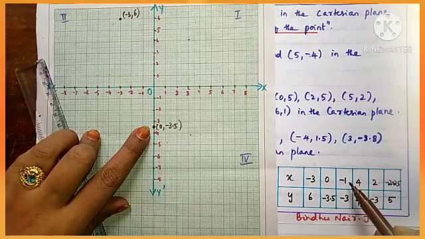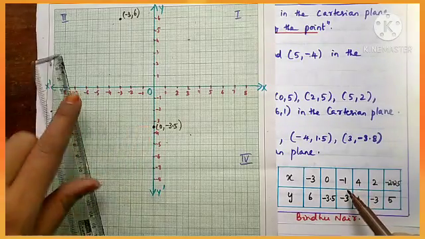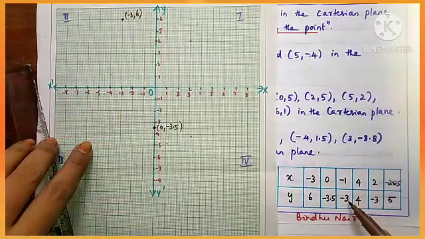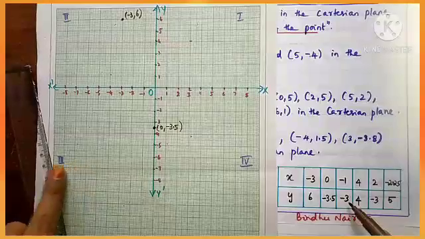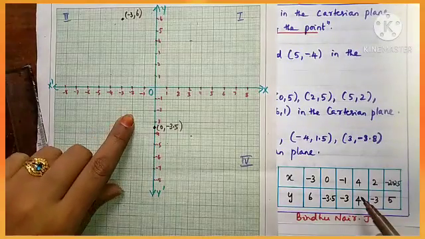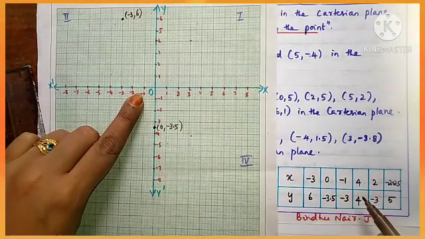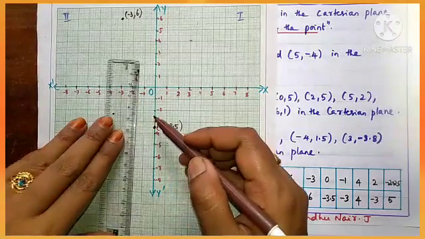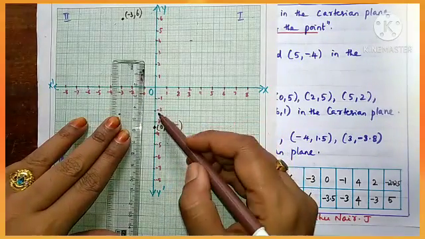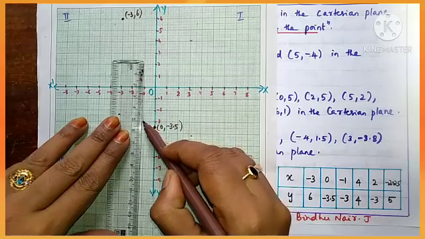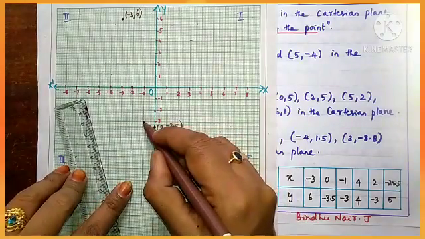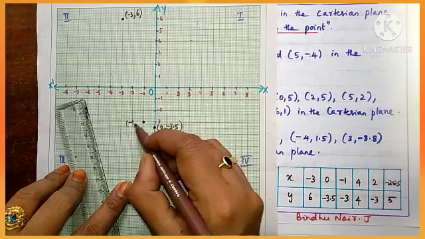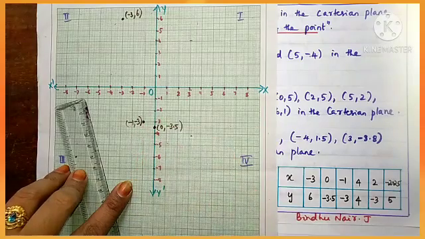Now the third pair. What is the third pair? X minus 1, x negative and y is also negative, minus 3. So both are negative, it will come in the third quadrant. So where is the point? X minus 1 here and y minus 3. So x minus 1 and y minus 3 means the common place is here. Correct? So put a dot there and write the name of the coordinate, x minus 1 and y minus 3.